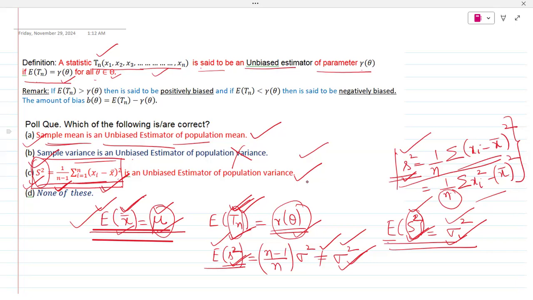Now, if the expected value of Tn comes out to be greater than the parameter, then we say that this statistic is positively biased, and if it is less, then we say it is negatively biased. This difference is what we call the bias, the amount of bias in Tn. And if this amount is equal to 0, then obviously this Tn is an unbiased estimator of the parameter gamma.